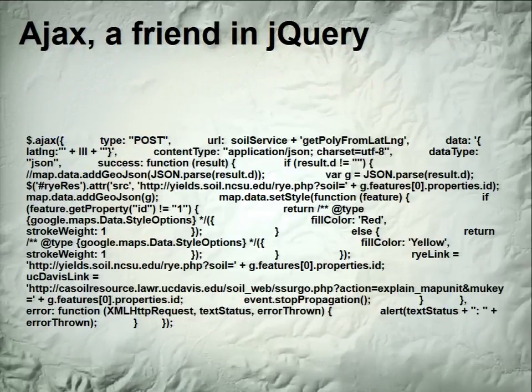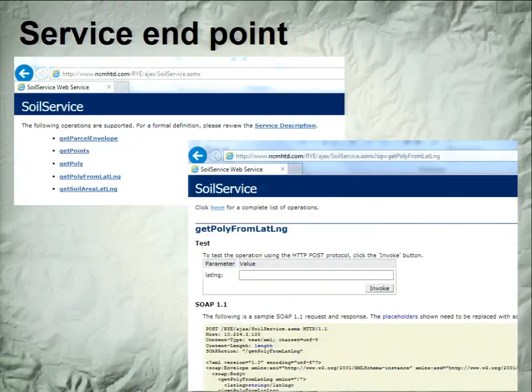So how's it doing it? jQuery provides AJAX, and I make an AJAX call. When you click on a point on the map, I grab the latitude and longitude and send it off through AJAX to this endpoint. It's a very simple ASMX file. It's just an endpoint for a service, and within that service, I've got several methods: get parcel envelope, get points, get poly from lat long. I probably should have named them better, but I didn't.